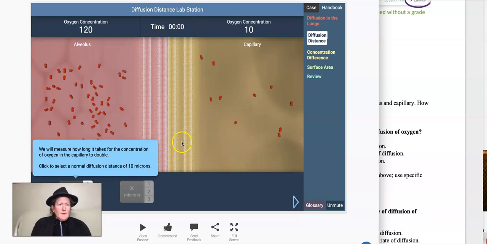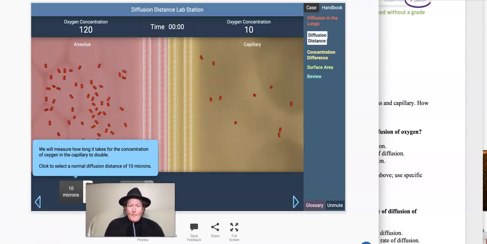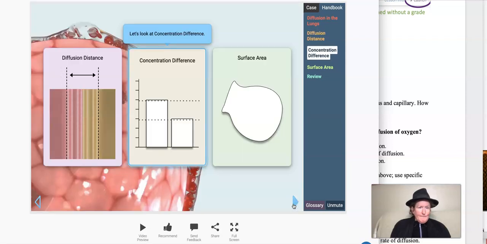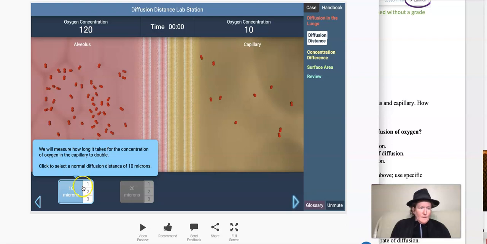So let's do a little lab here on the differences, how the diffusion distance affects the time for oxygen to cross. So we'll measure how long it takes for the concentration of oxygen in the capillary to double.